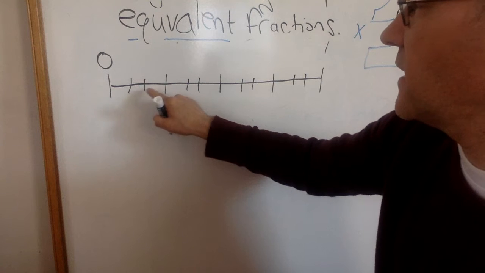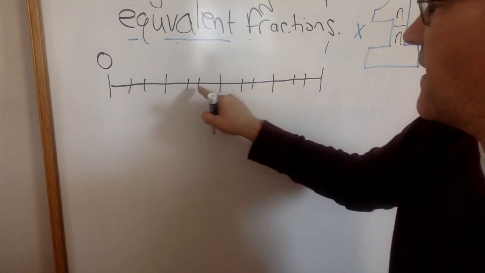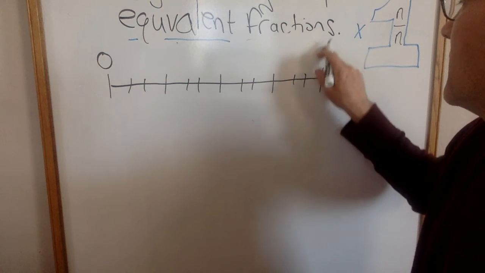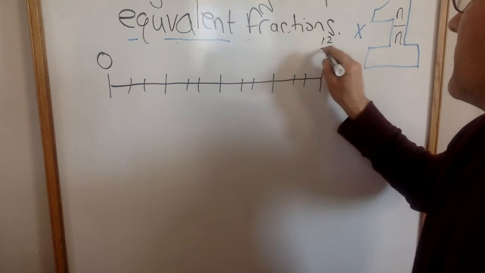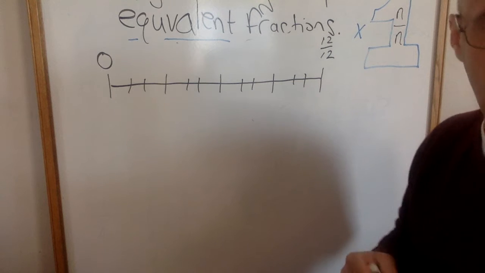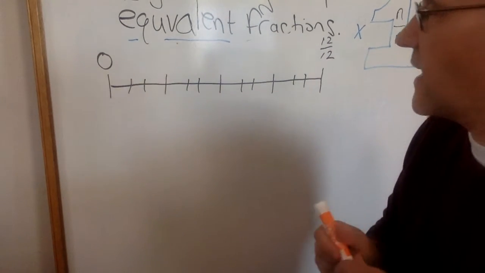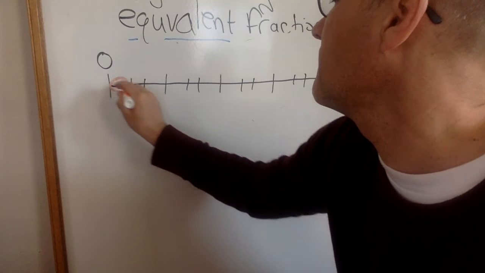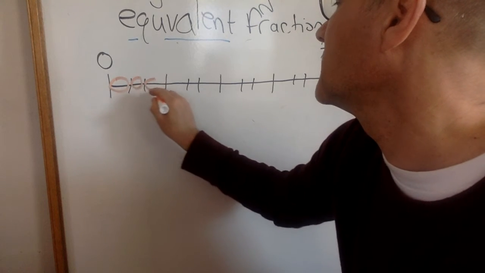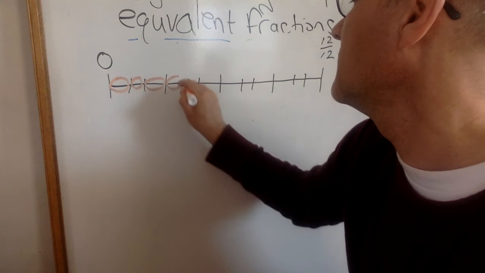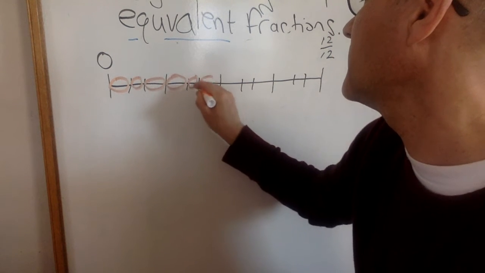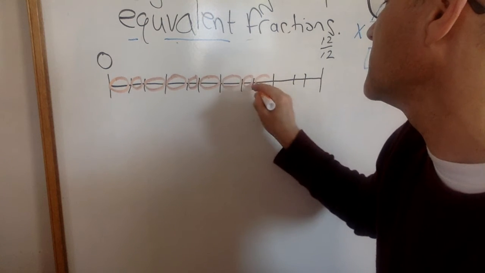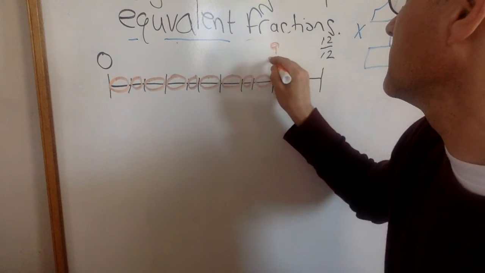One, 2, 3, 4, 5, 6, 7, 8, 9, 10, 11, 12. So I'm going to rewrite 1 as 12 12ths. So here I have 12ths. And I'm going to say I have 1 12th, 2 12ths, 3 12ths, 4 12ths, 5 12ths, 6 12ths, 7 12ths, 8 12ths, 9 12ths.